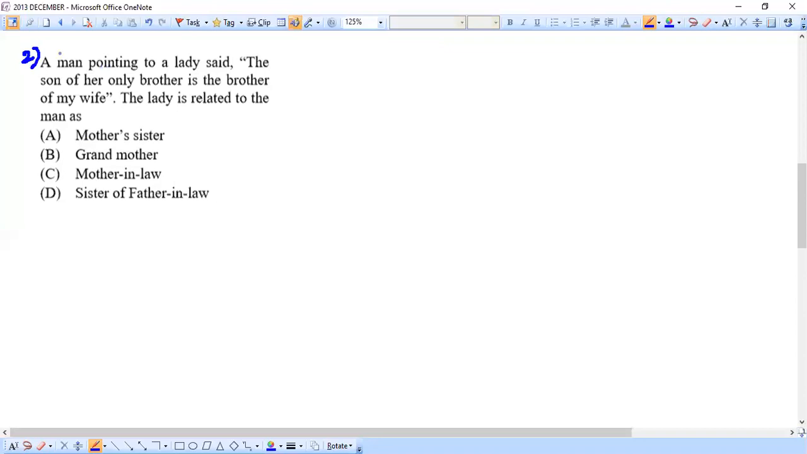Let's see the question. A man pointing to a lady. That is, there's a man, he is pointing to a lady and he's making the following statement: the son of her only brother is the brother of my wife. This is the statement that person is making by pointing at that lady. Then the question asks, the lady is related to the man as what? We have the options. So for that man, that lady is whom?